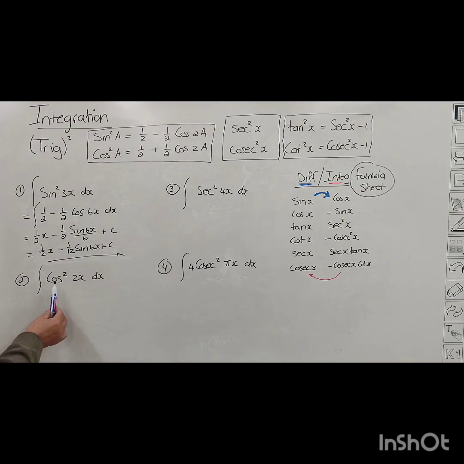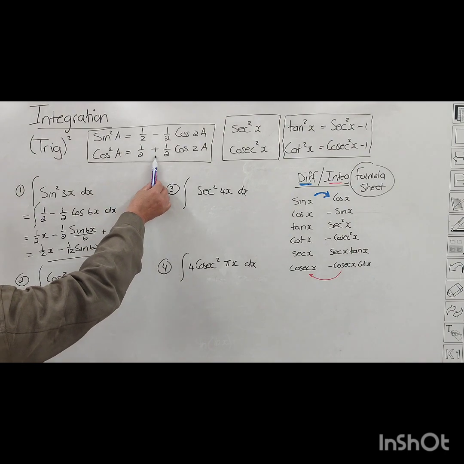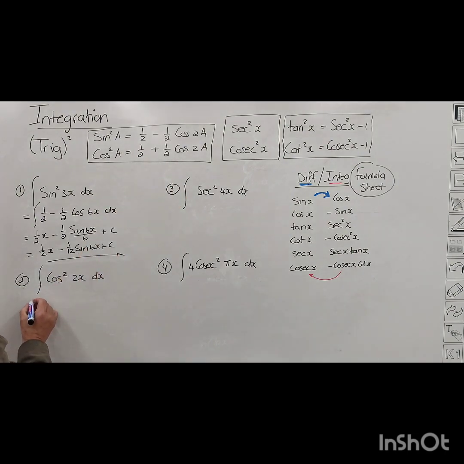So when I go to my next one, cos square is a half plus a half, double the angle. So I write it down as a half plus a half cos double the angle. So 2 times 2x will give me 4x dx. And this is now what I have to integrate.